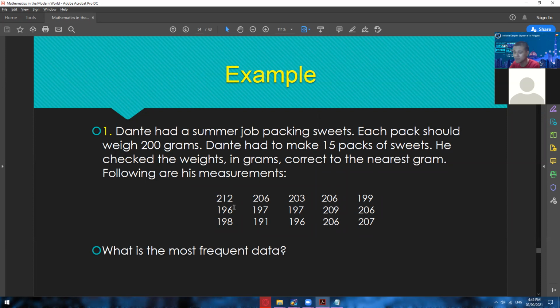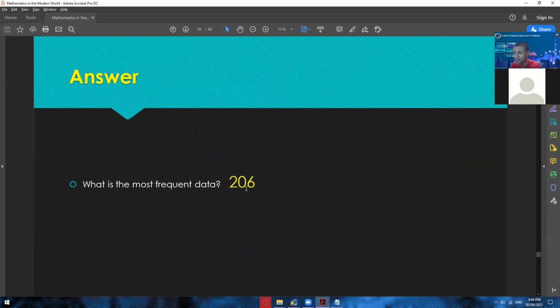So as you guys can see, he is not consistent. Dante is not consistent in packaging his sweets since it's human made. So there's a lot of human errors. But anyway, so what is the most frequent data? 206. 196? 206. Yeah. So I hope you guys have the same answer. So the frequent data is 206.